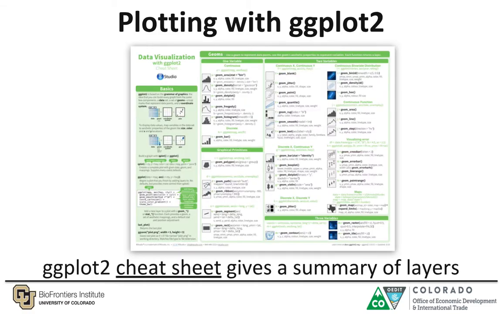There are a lot of layers that one can apply within ggplot2, and these are easily found at the ggplot2 cheat sheet. So if you Google ggplot2 cheat sheet, you should be able to find this representation of all the layers within ggplot2.